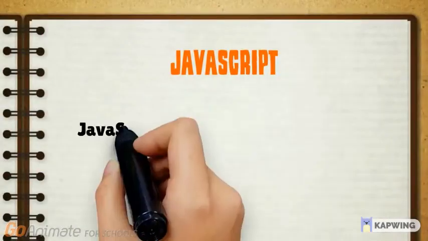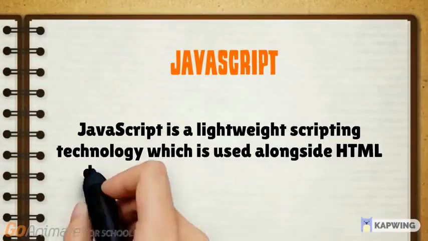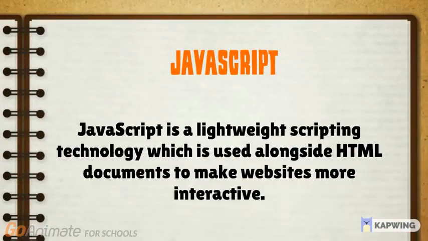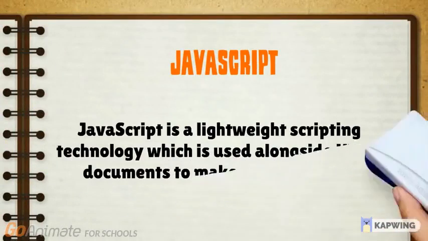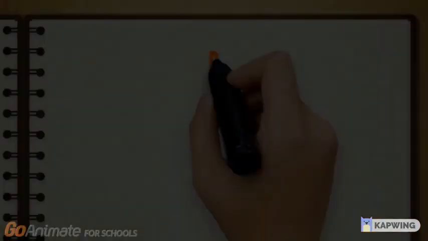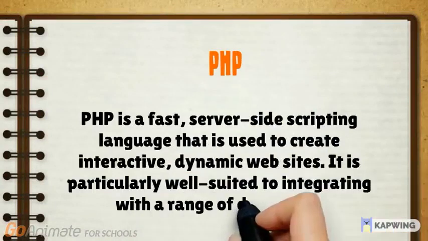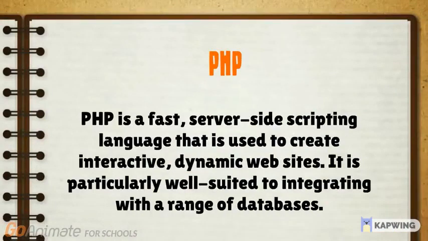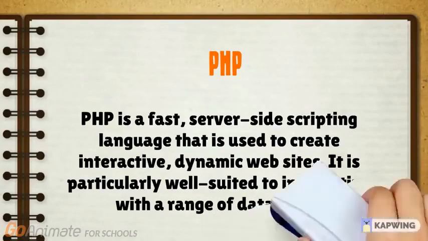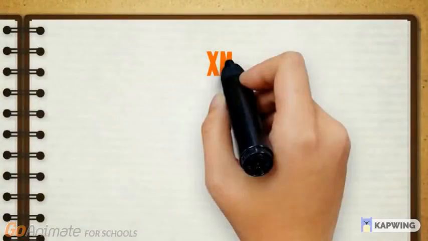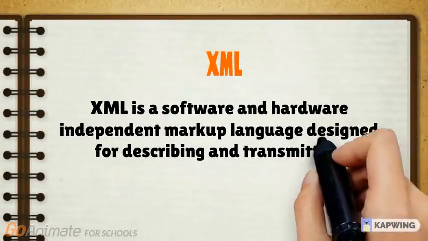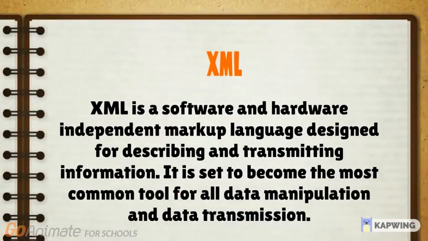JavaScript is a lightweight scripting technology which is used alongside HTML documents to make websites more interactive. PHP is a fast, server-side scripting language that is used to create interactive, dynamic websites. It is particularly well suited to integrating with a range of databases. XML is a software and hardware independent markup language designed for describing and transmitting information. It is set to become the most common tool for all data manipulation.